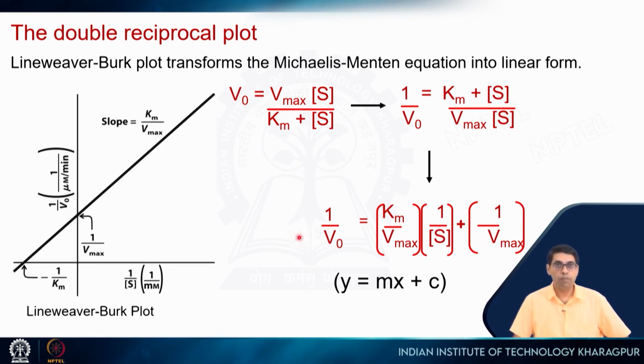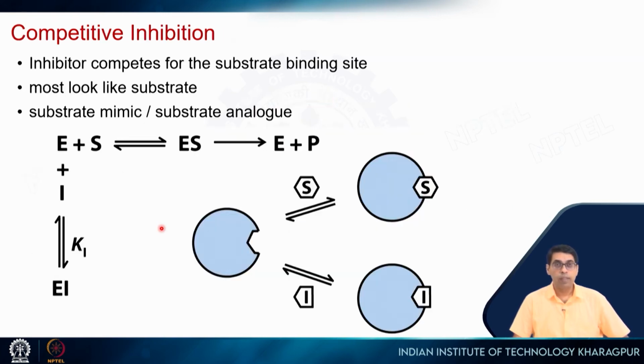When we plot 1 by V naught against 1 by S, it will look something like this. The actual data will be somewhere here, and then we can extrapolate it to get the y-intercept and the x-intercept, and from that we can determine 1 by Vmax and 1 by Km. So, we can get Vmax and Km. Why am I showing you this? Because these plots will be very useful to determine which type of inhibitor we are dealing with.